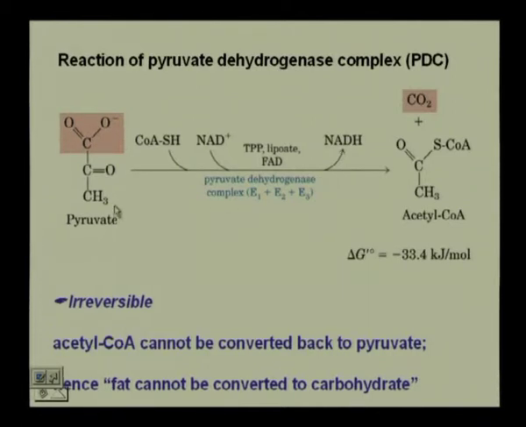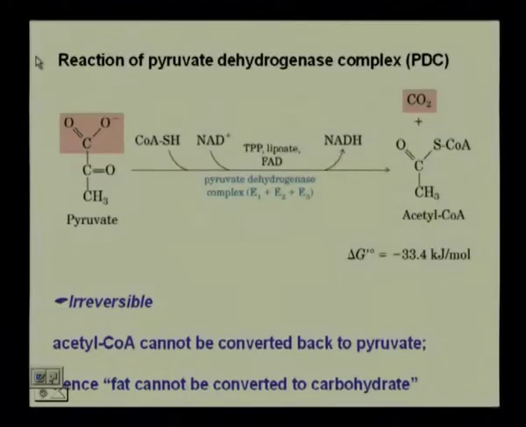Now, once acetyl-CoA is formed, it does not get back to pyruvate, okay, which makes this reaction irreversible, and which means basically that fat actually cannot be converted to carbohydrate, because even though you get to the same acetyl-CoA, because fat breakdown will also get you to acetyl-CoA, okay, but since acetyl-CoA cannot get back to pyruvate, you cannot get back to glucose, because pyruvate can go back to glucose in which process? The process is called gluconeogenesis.